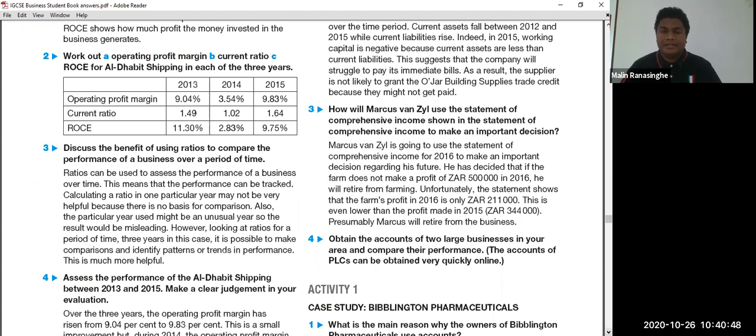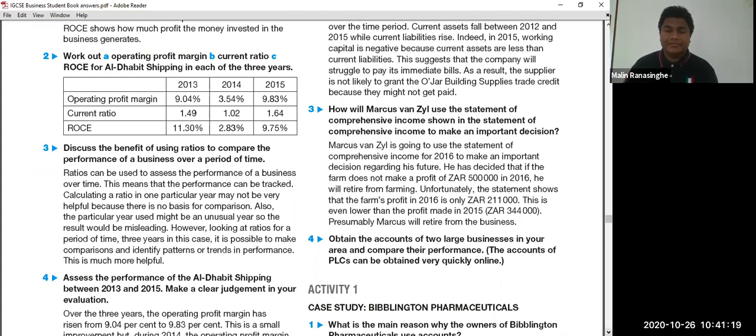To make an important decision, Marcus and Sil is going to use the statement of comprehensive income from 2016 to make an important decision regarding his future. He has decided that if the farm does not make a profit of 500,000 in 2016, he will retire from farming. That's the thing. He's thinking, if I can't earn at least 500,000, 5 lakhs, there's no point in doing the business. I will stop this business.